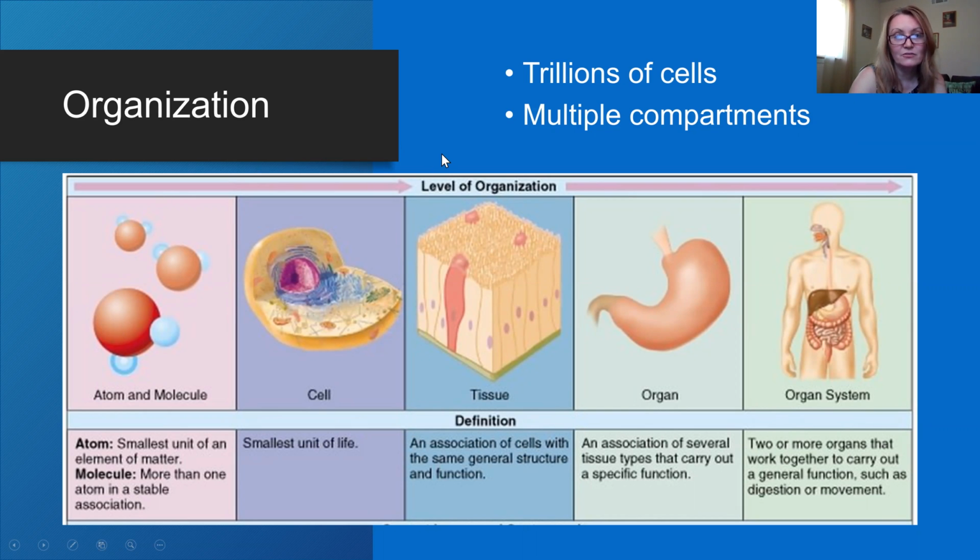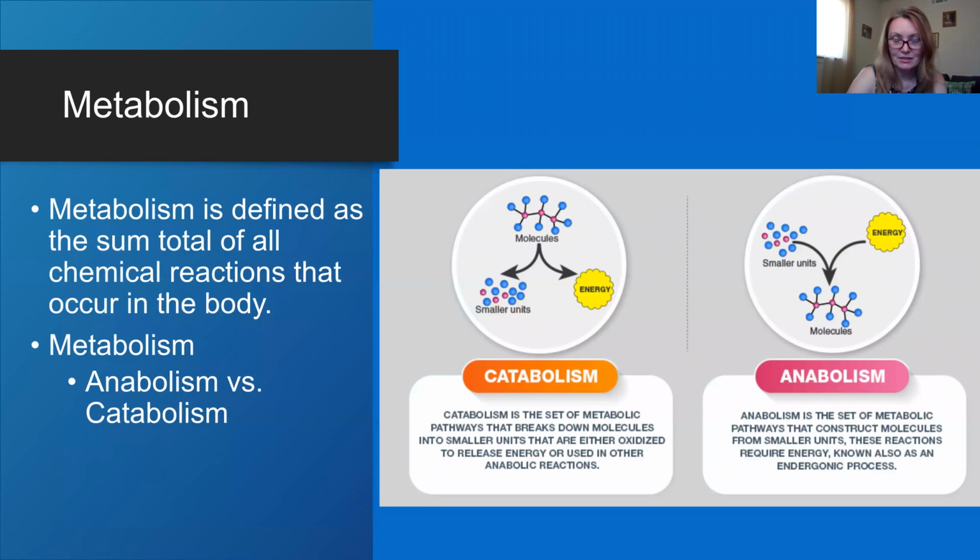So you have trillions of cells, multiple compartments, starting with atomic structures, from the smallest one to the molecule, to the cells, and to the entire organism. So we already talked about it, so I'm not gonna repeat it again. Metabolism. Metabolism is another characteristic of life. And metabolism is defined as the sum total of all chemical reactions that occur in the body.